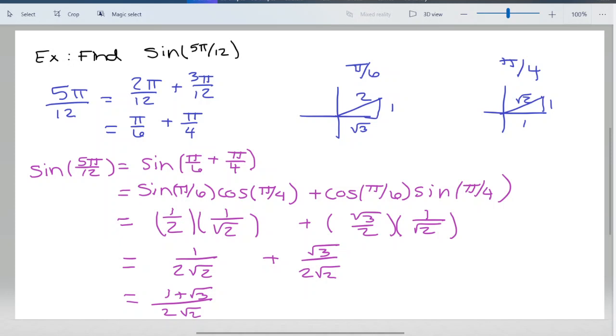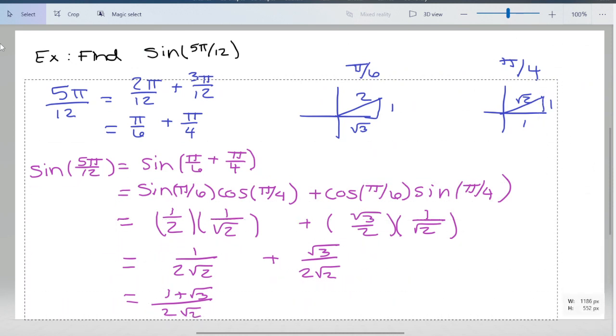All right. I actually want to do this same example again, but instead of writing 5 pi over 12 as a sum, I'm going to write it as a difference. So let's go ahead and start over.